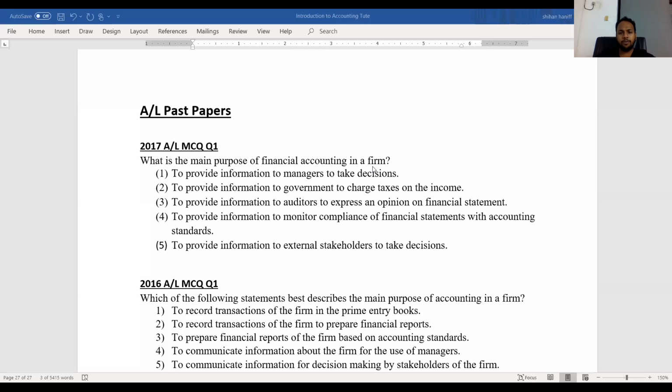What is the main purpose of financial accounting in a firm? To provide information to managers to take decisions? No. To provide information to the government to charge tax on income? To provide information to auditors? To provide information to monitor compliance of financial statements with accounting standards? External stakeholders. So the answer is number 5. That is from the definition that we learned. Financial accounting provides information to stakeholders, both external and internal, not only management or government.